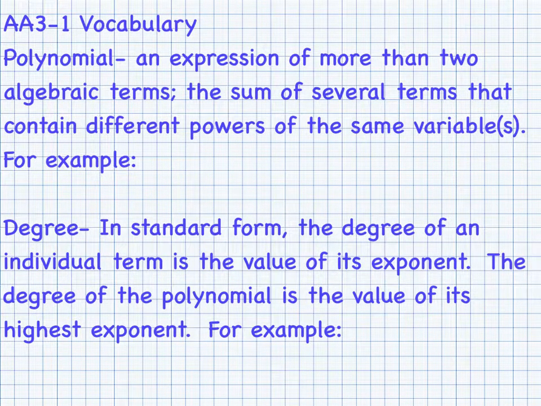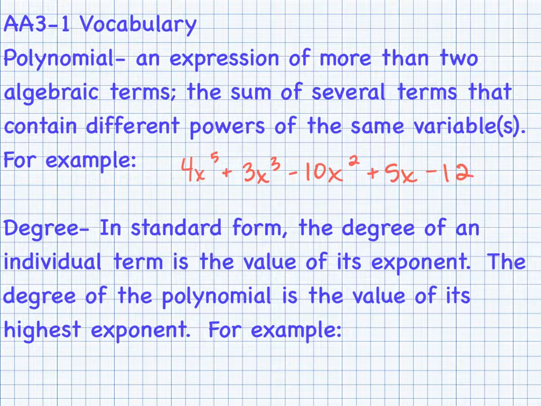So I want to go over some vocabulary. Polynomial is an expression of more than 2 algebraic terms, the sum of several terms that contain different powers of the same variables. So more than 2 algebraic terms, so something like 4x to the 5th plus 3x to the 3rd minus 10x squared plus 5x minus 12.